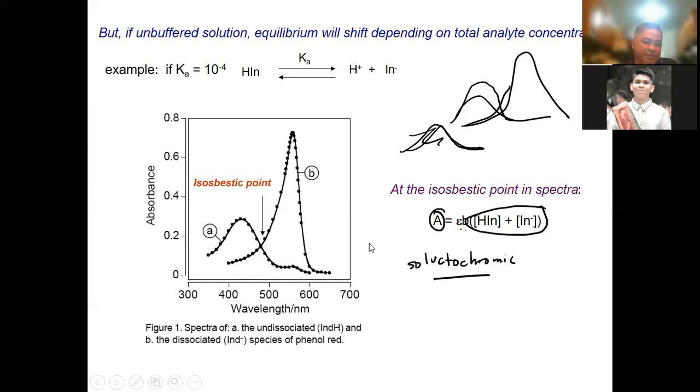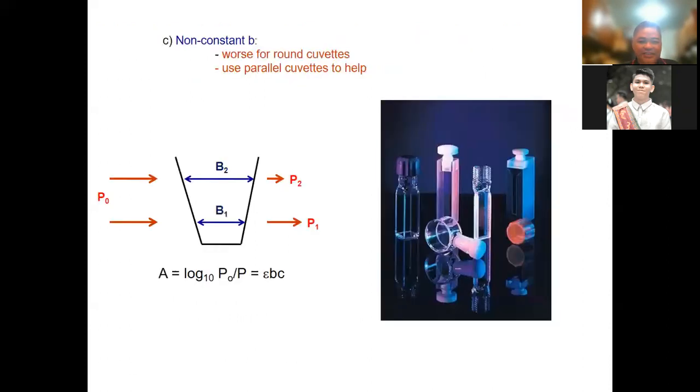And this usually involves either the one that depends on the pH or the one that changes in its absorbance depending on the polarity of the solvent. Okay? So usually what happens is when more polar, it red-shifts, when less polar, it blue-shifts, or the other way around. Okay? Now, another thing that we can get is non-constant b. So as much as possible, we want them to be what?